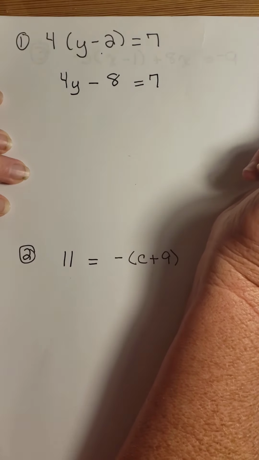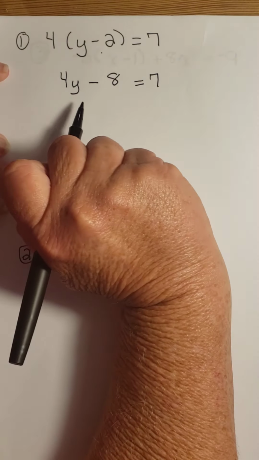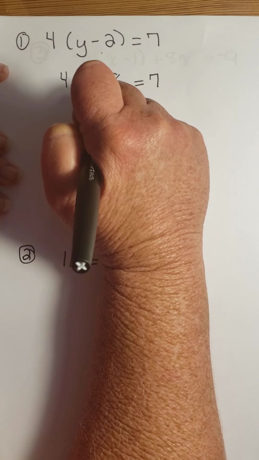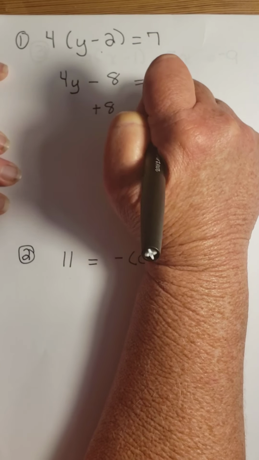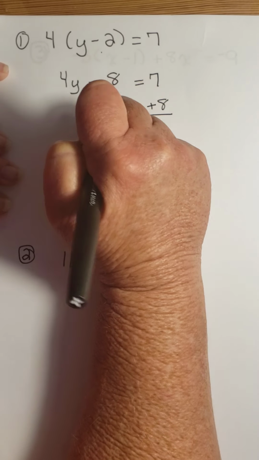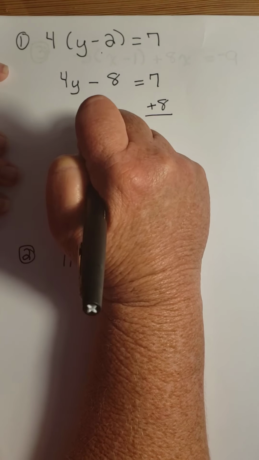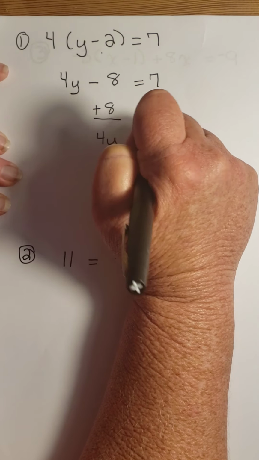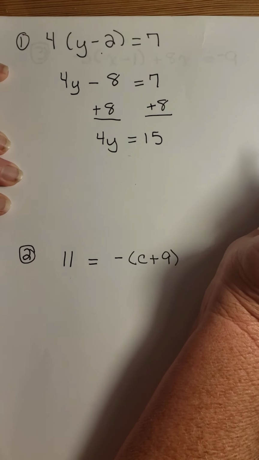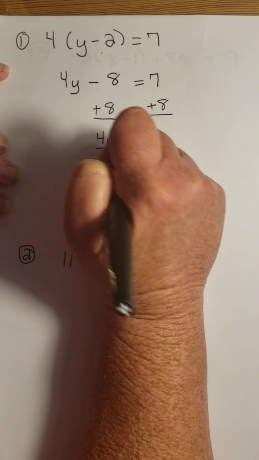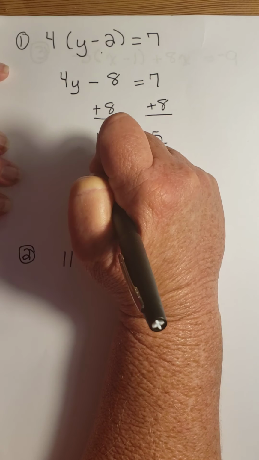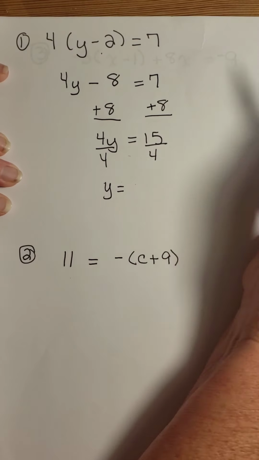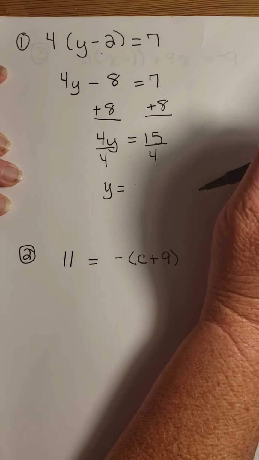And from our previous reviews, we know next that to eliminate minus 8, we would add 8 to both sides, leaving us 4y equals 7 plus 8, which is 15. And then dividing both sides by 4, we get y equals, and 15 divided by 4 does not reduce.